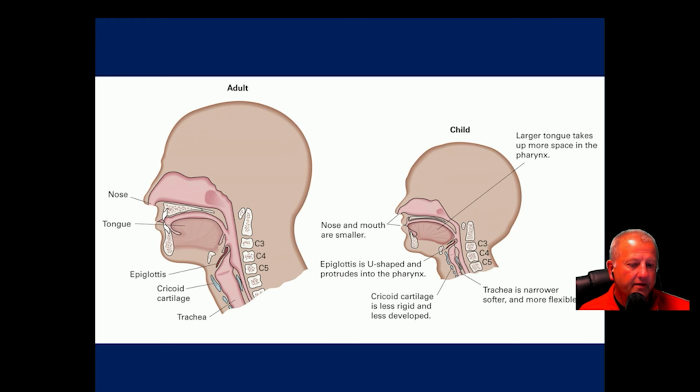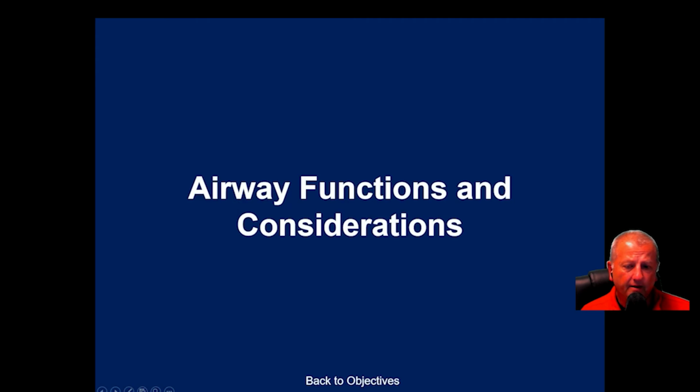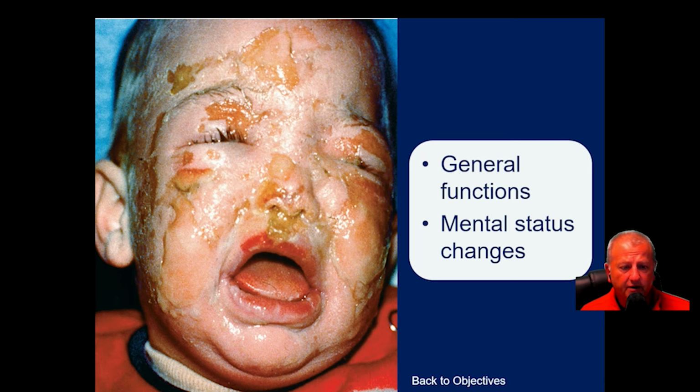All right, so airways in kids, we know from last chapter that the tongue is proportionally larger in a child, and there is a more narrow glottic opening. Okay. We know that the child's trachea is more flexible because that cartilage hasn't gotten really hard yet. Airway functions. All right, general functions, mental status changes. I don't normally like to read the slide, but I can't help it in this chapter because everything seems to be so important.